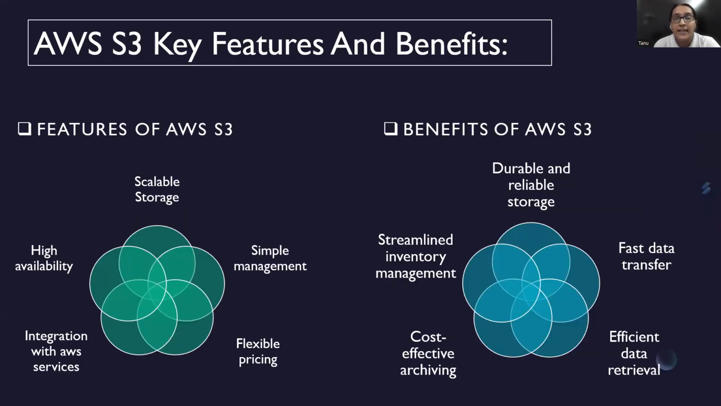These are the AWS S3 key features and benefits. So what is the difference between features and benefits? A feature describes what a product or service does, while a benefit explains how it can help the user. Features are characteristics of a product or service, while benefits are the advantages that the user can gain by using it. The main features of AWS S3: it provides scalable storage, simple management, flexible pricing, and integration with AWS services. And it is highly available.